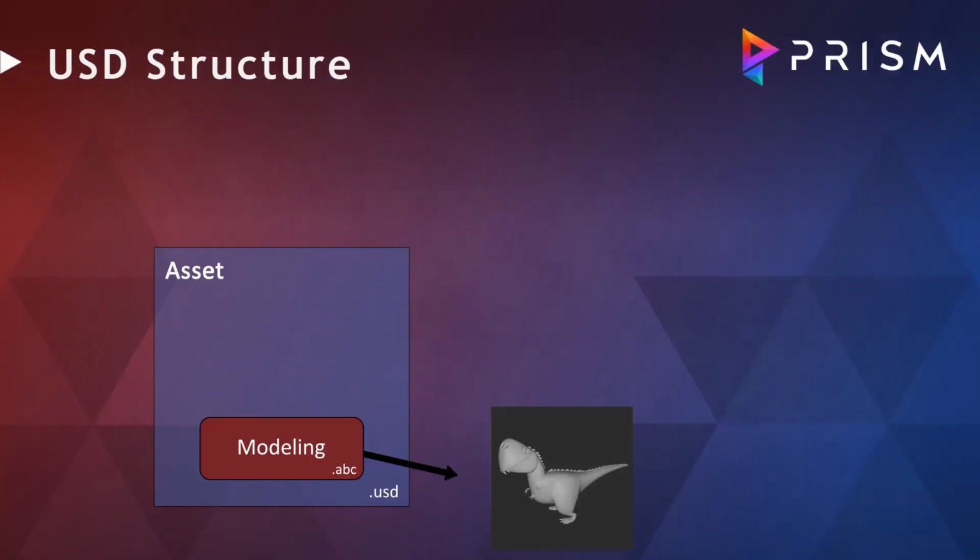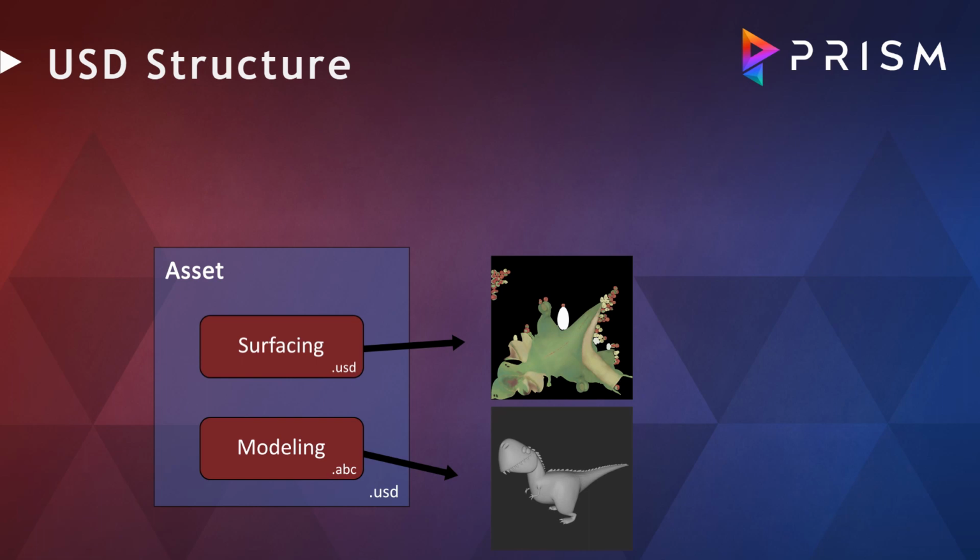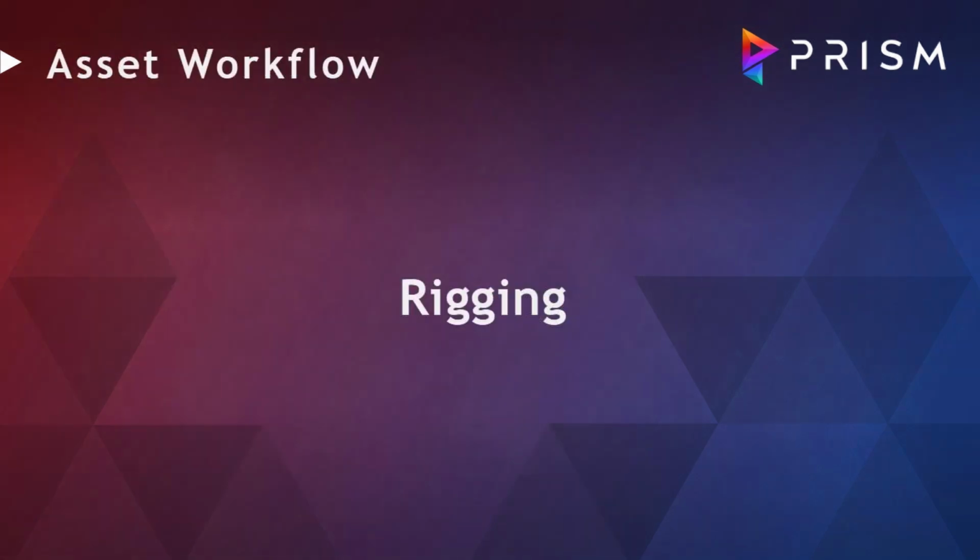Now let's take a quick look again at our asset USD container. And as we can see, we exported our materials to a USD file, and this file became our surfacing department layer. It's referenced now into our asset USD container, and during rendering it will be merged with the modeling department layer and will render our fully shaded dinosaur.